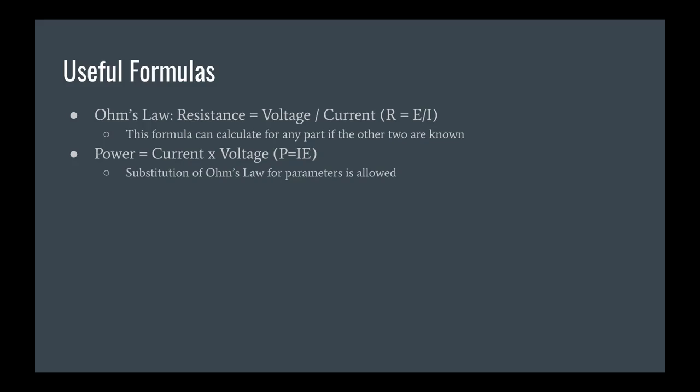Power is current times voltage, the P = I × E formula. And since we already talked about Ohm's law, if you don't know current or voltage, but you know the other two, you can substitute those combinations into the power formula and figure out what the power is based off of resistance and stuff like that.